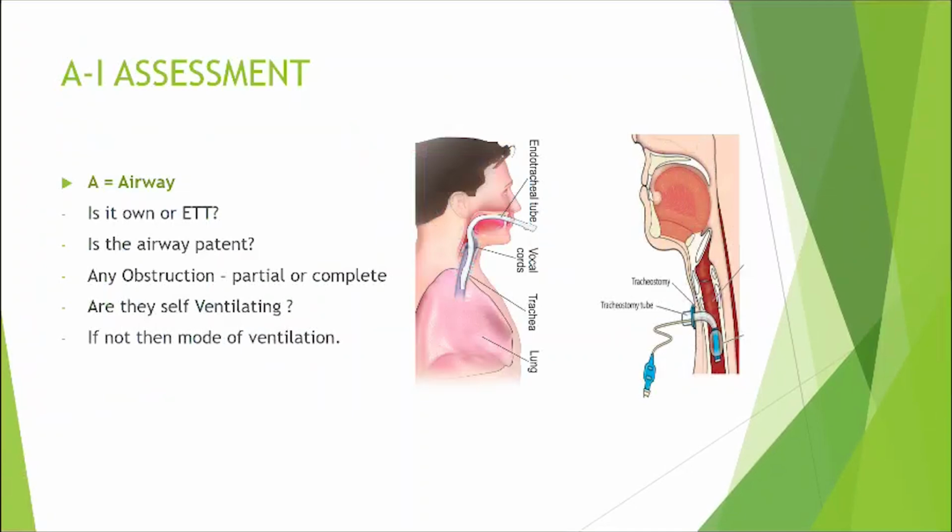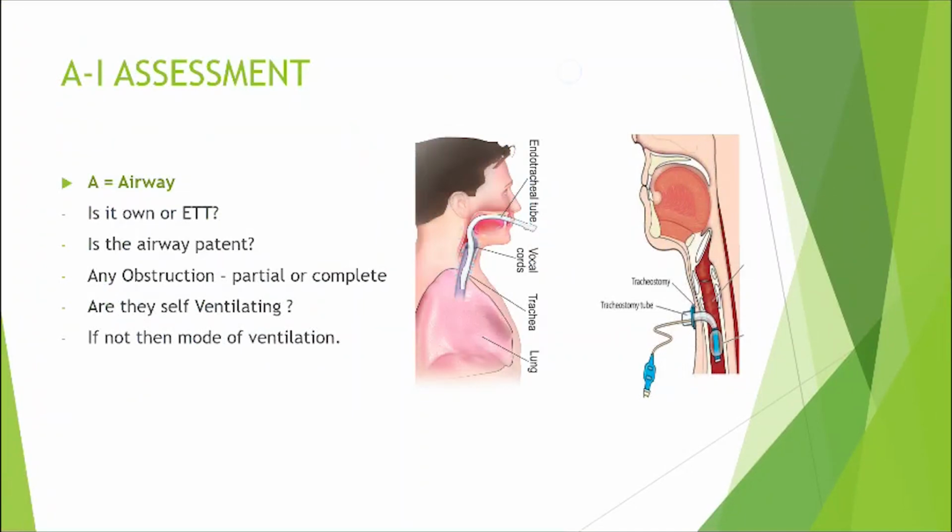Now if we check the airway, it is important to know how the airway is. Is the airway open? Is there any obstruction in the airway? Is it partial or complete obstruction? If there is complete obstruction, then it's definitely an emergency situation. So first of all, we check the airway. Whether the patient has their own airway, or an ETT tube or tracheostomy, we mention that in our notes. And then, is the airway patent or is there any kind of obstruction?